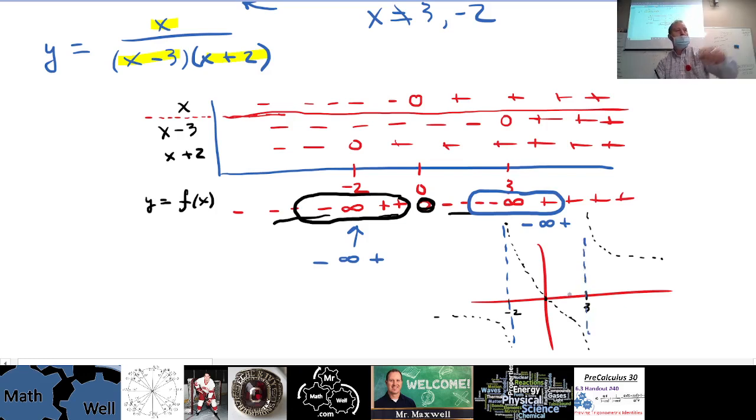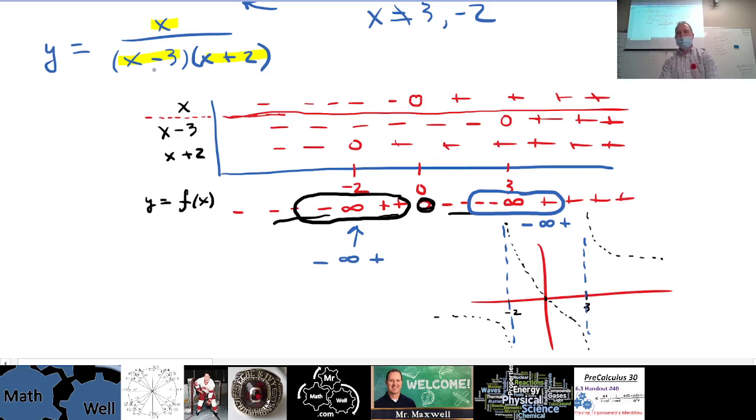So to answer your question from earlier, yeah, you could have more than one asymptote. So we don't know exactly what values f of x has, but we can see through sign analysis where our asymptotes go.